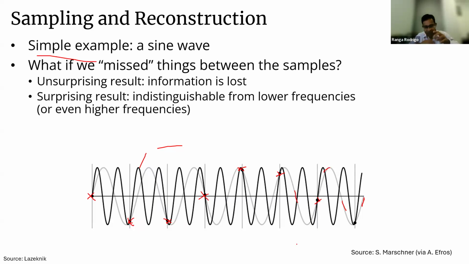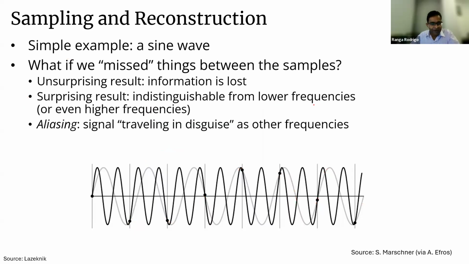So if you take a sine wave of high frequency and undersample it, you get this effect. A different sinusoid can be drawn along that. Information is lost, you can see. The surprising result is that it is indistinguishable from a low frequency. Can you see? It's indistinguishable from a low frequency. So this is called aliasing, meaning signals traveling in disguise as other frequencies.